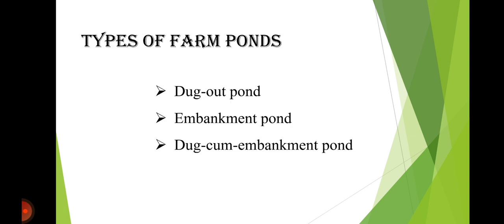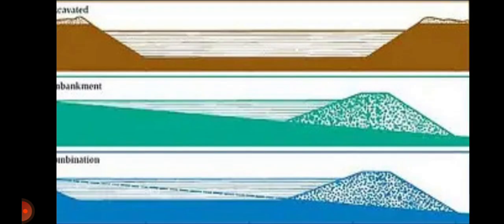So next we move on to types of farm ponds. There are three types of farm ponds. The first one is the dugout farm pond or excavated farm pond. The dugout farm pond is also called the excavated farm pond. The next one is the embankment pond, and the last one is the dug-cum-embankment pond or excavated-cum-embankment farm pond. First, let's move on to the dugout pond, and this is a simple picture denoting the three types of farm pond in a single picture.